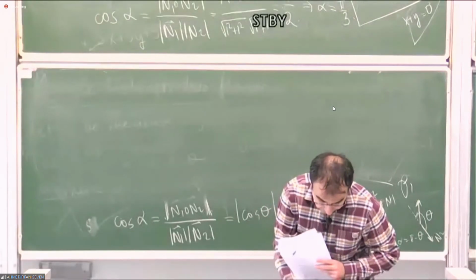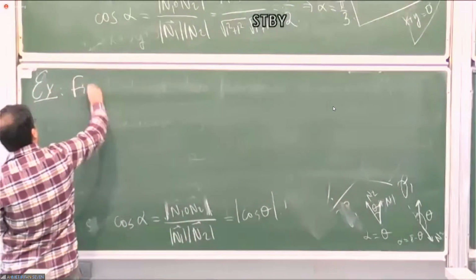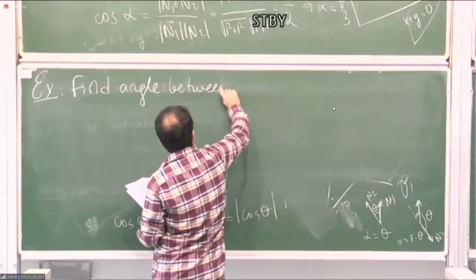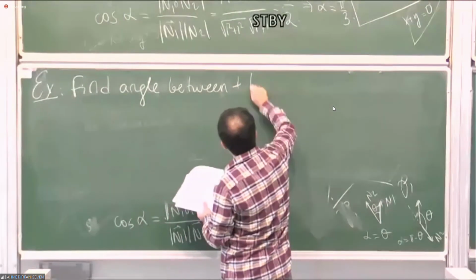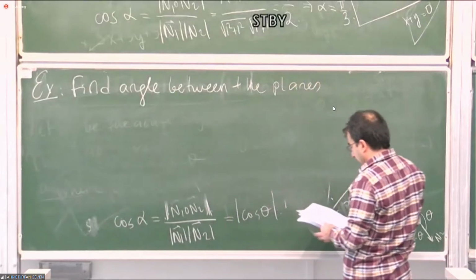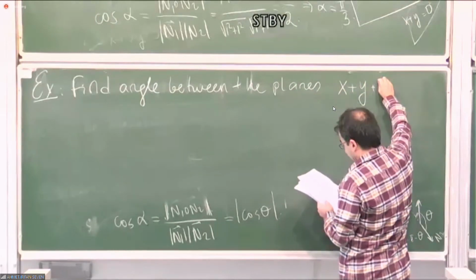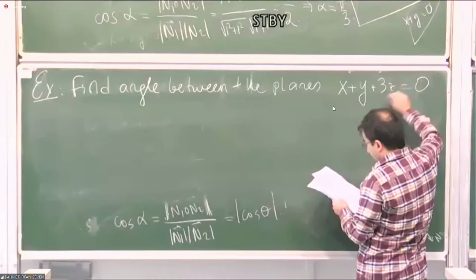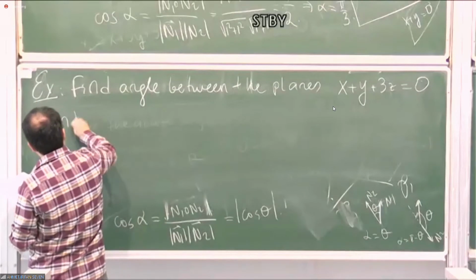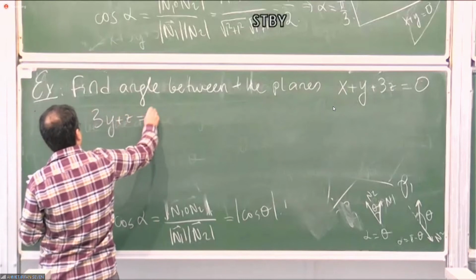More examples. Example: find the angle between the planes x minus y plus 3z equals 0 and 3y plus z equals 0.